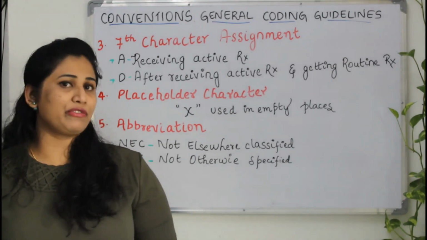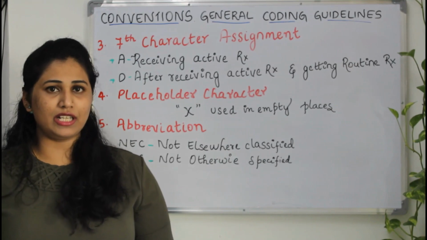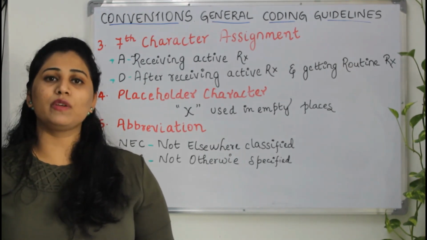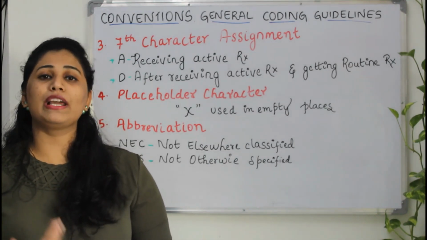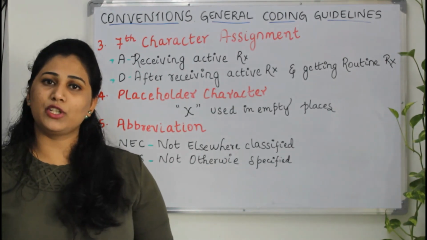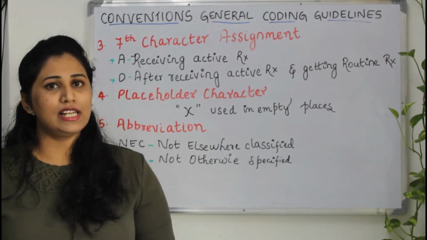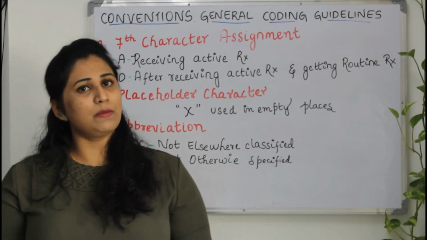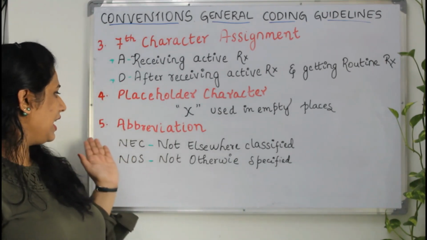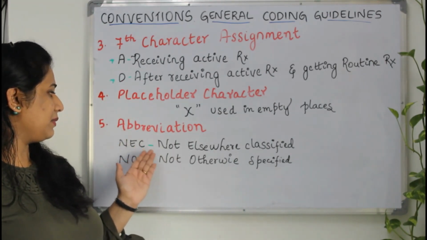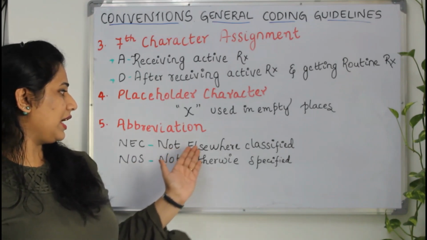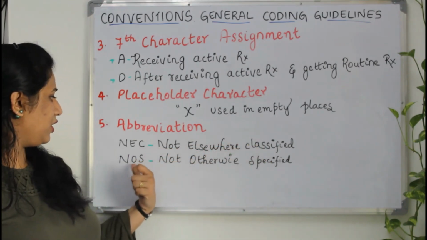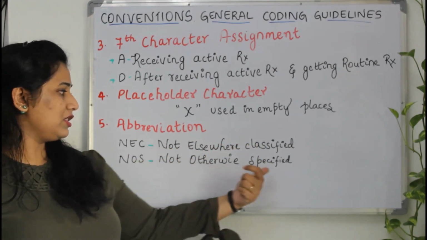We can't keep our 5th and 6th character place empty, right? So in that place, we will put X as a placeholder. That means this particular place will be expanded later. Okay, that is placeholder. Then abbreviations, NEC means not elsewhere classified, and NOS means not otherwise specified.